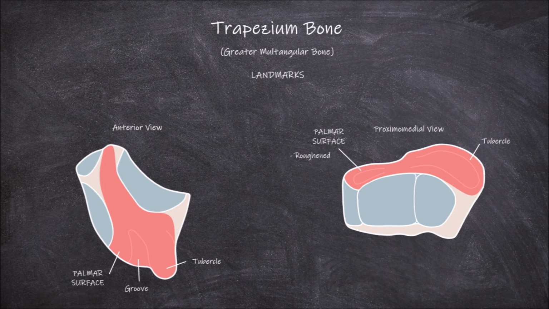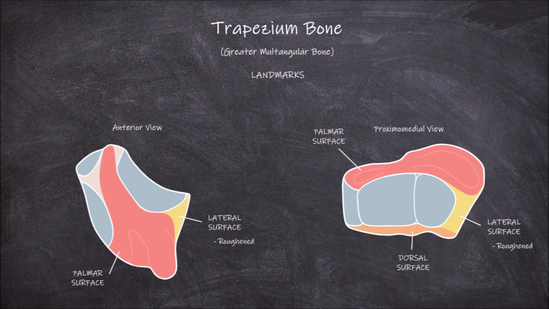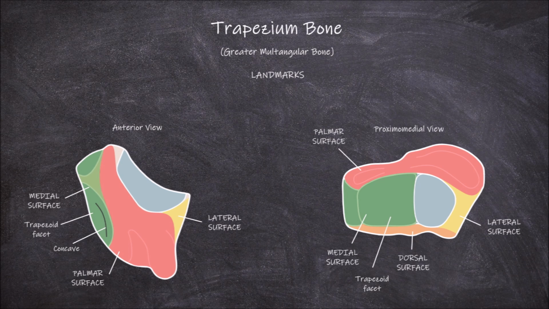The second surface is the dorsal surface. The third surface is the lateral surface. This surface is roughened for ligament attachment. The fourth surface is the medial surface. This surface is slightly concave and has a facet on it for articulation with the trapezoid bone. This surface also has a small distal facet for articulation with the second metacarpal bone.